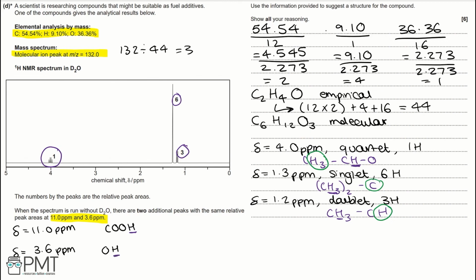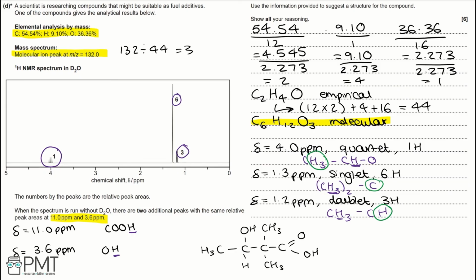And now we can suggest a structure for this compound. So we need to make sure that we've got the molecular formula correct and we're meeting all of these hydrogen environments. But we can label them after we've suggested a structure just to double check that we've got everything correct. So if we have CH3 connected to a 3-carbon backbone with a carboxylic acid on the end, and we have our alcohol groups, so already we've met the D2O peaks. And then we have CH3, CH3, and a hydrogen to make sure our molecular formula is correct.